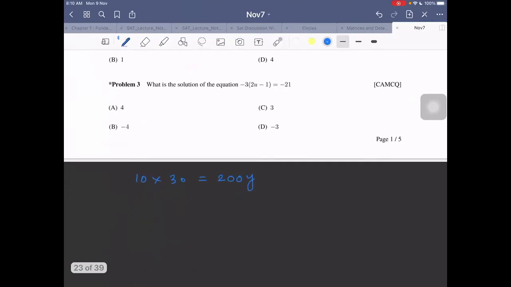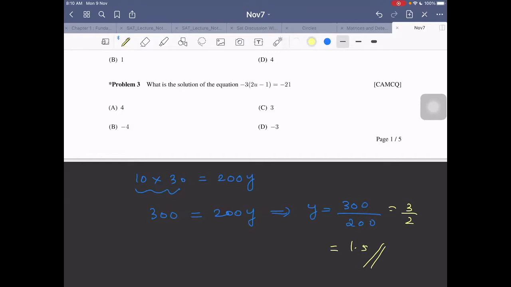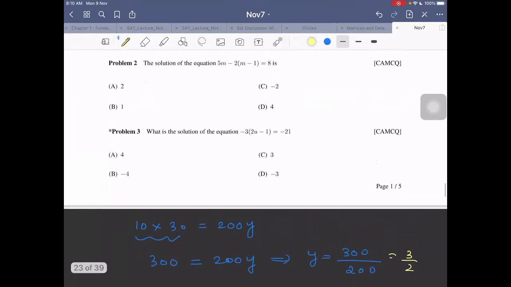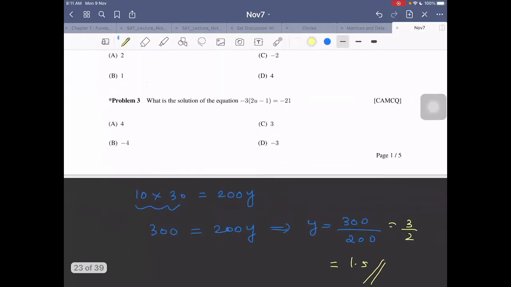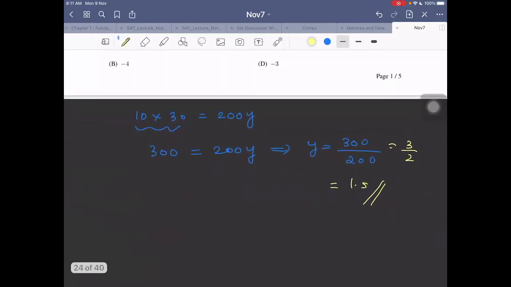So we have 10 into 30 is 300 and we have 200y. So your y is nothing but 300 divided by 200, and that's nothing but 3 by 2 or 1.5. 1.5 or 3 by 2 is our answer. Give me a yes. Yes. Okay, next question. Question number 2.